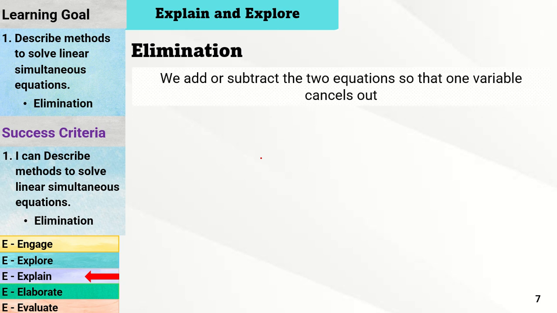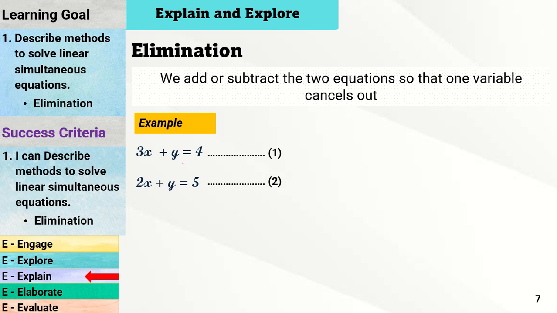Okay, now what we do here, we add or subtract the two equations so that one variable cancels out, right? If we have two variables, we'll do addition or subtraction to cancel out one variable. Now let's understand with an example: 3x plus y equal 4, 2x plus y equal 5. Now we have two equations, equation 1 and equation 2, right?